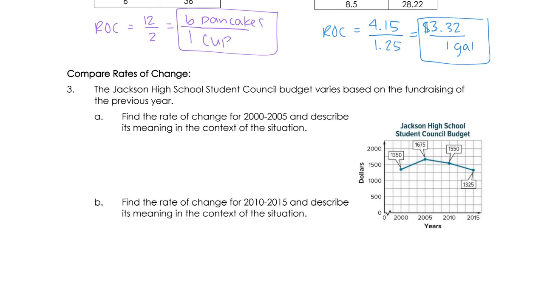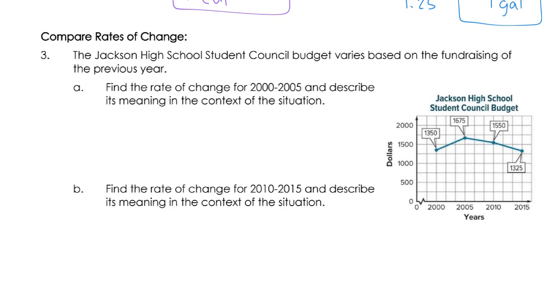And then looking at 3 for part A and B, we are finding the rate of change for 2000 to 2005, and then we're also going to find the rate of change for 2010 to 2015. We're talking about a student council budget and how it either increases or decreases. So you'll notice right here that this entire graph is not linear. The entire thing is not a straight line. However, little sections of it are straight lines. So we can talk about the rate of change for each section, just not the entire graph as a whole.